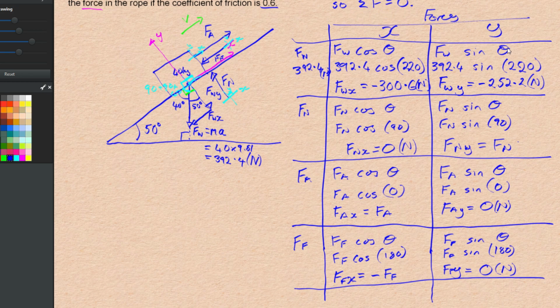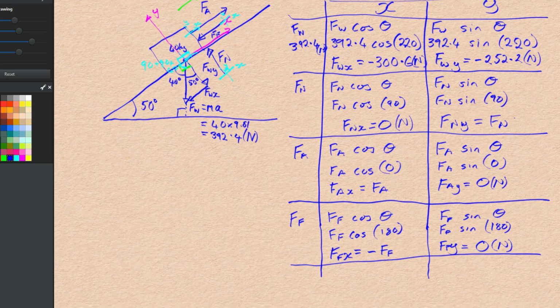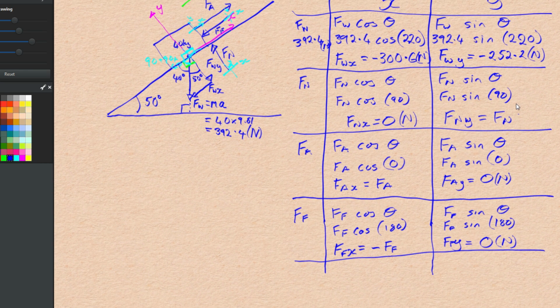Remember, we're looking for the sum of the forces to equal 0, and I've said why I want that to be true in this situation. So the sum of the forces should equal 0. The sum of the forces in the x direction should equal 0. So I have minus 300.6 plus 0 plus FA minus FF.